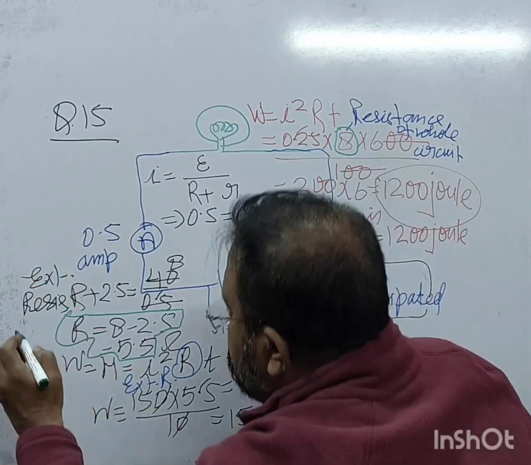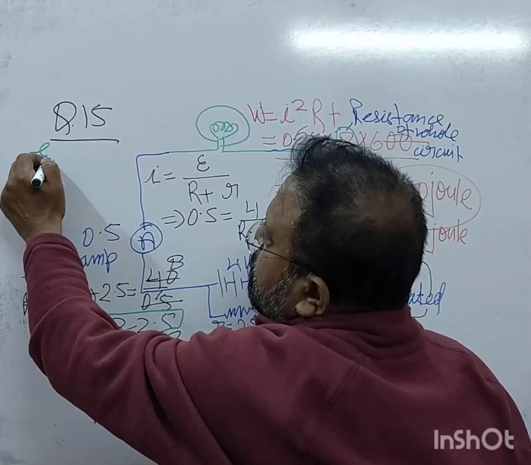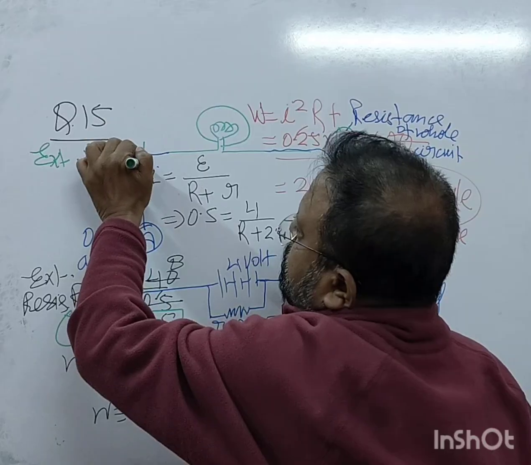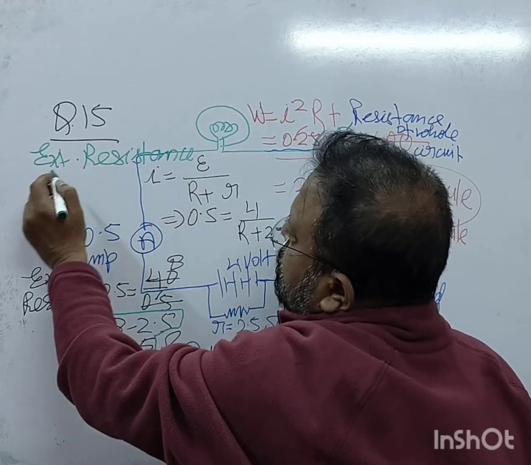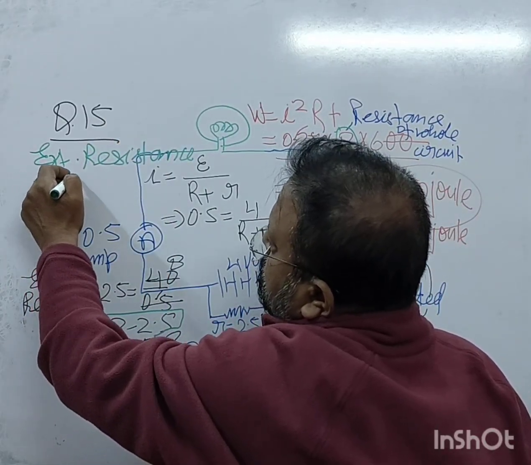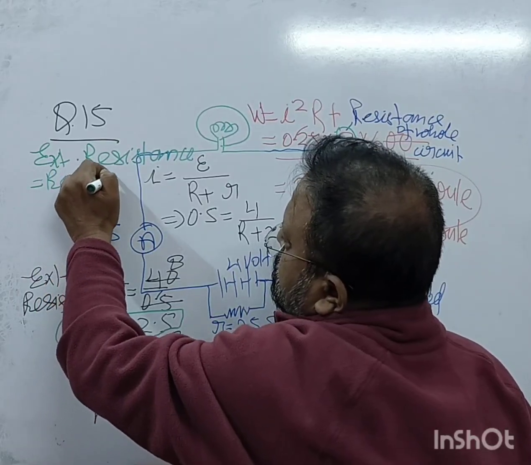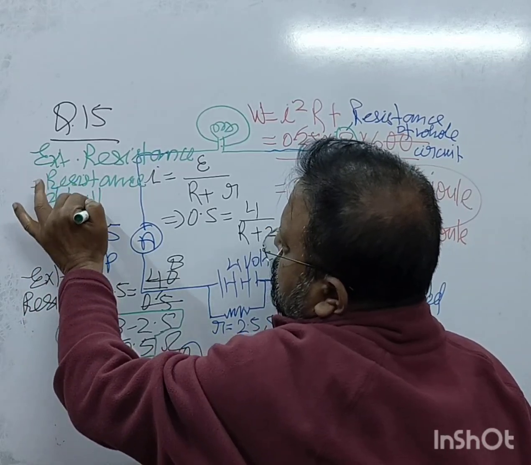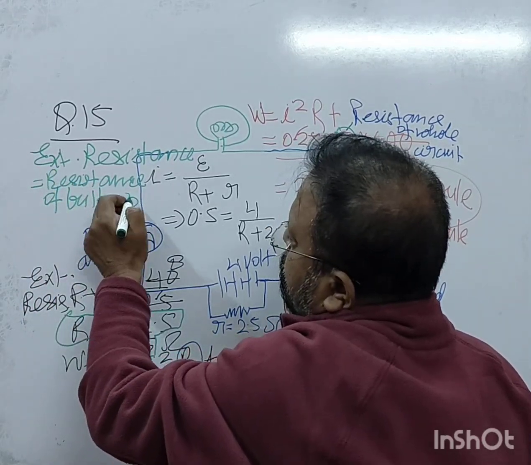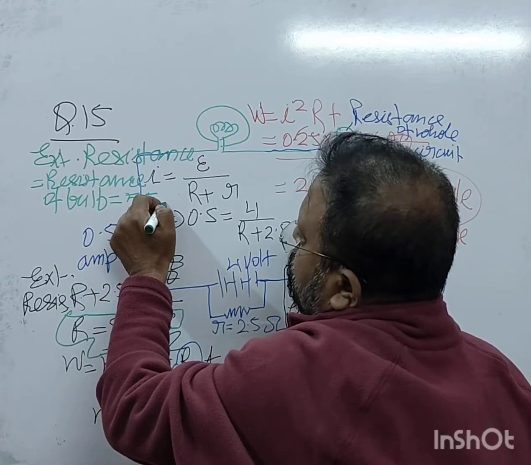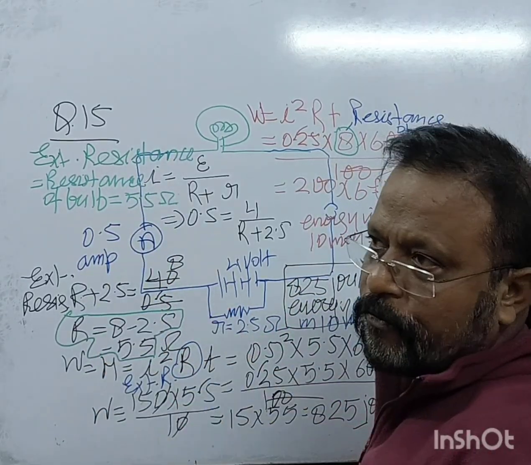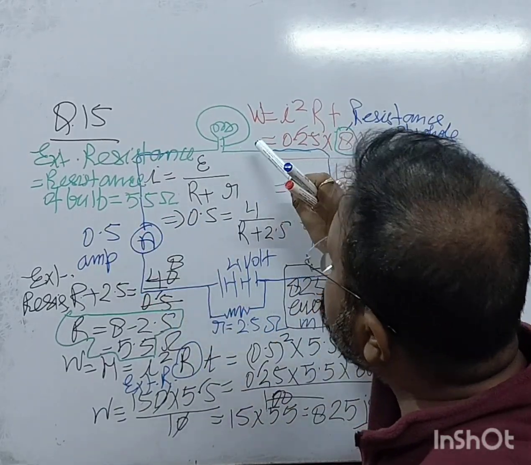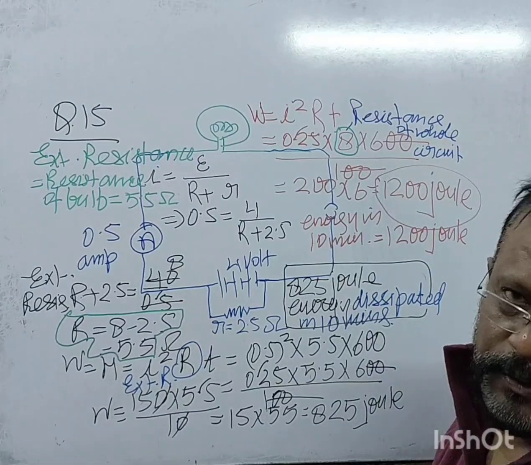right? So external resistance is equal to resistance of bulb, that is 5.5 ohm. 5.5 ohm internal resistance, right? तो ये external resistance is equal to resistance of bulb, जो कि externally bulb is there. So this is the whole question you have.